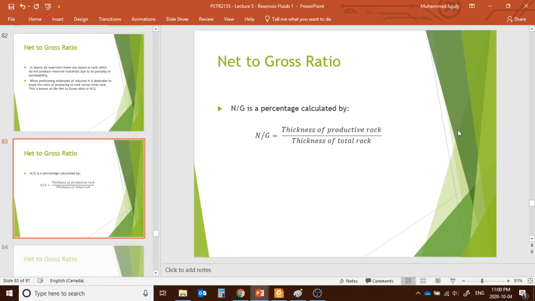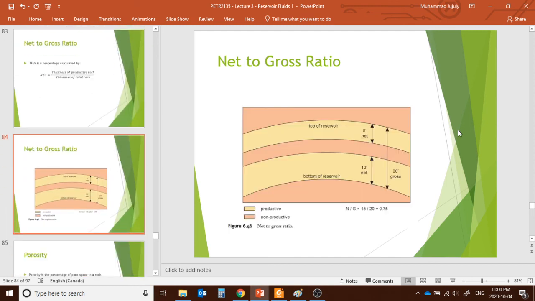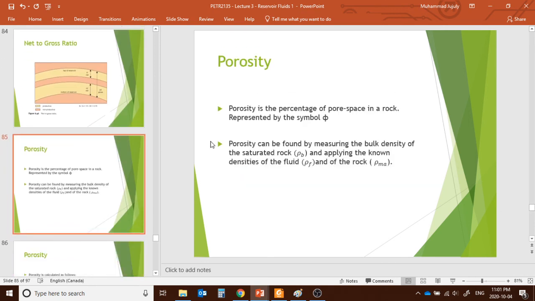Net gross ratio. This is the formula for it: the thickness of the productive rock divided by the thickness of the total rock. So from the total rock, there is a certain portion where the oil is trapped, and from there we can get the net gross ratio. Okay, this is the bottom of the reservoir, the top of the reservoir. This is non-productive, or the shale. But these are sedimentary rocks with higher porosity and permeability, where the oil can be trapped in. Okay, so this is how we calculate the net gross ratio.